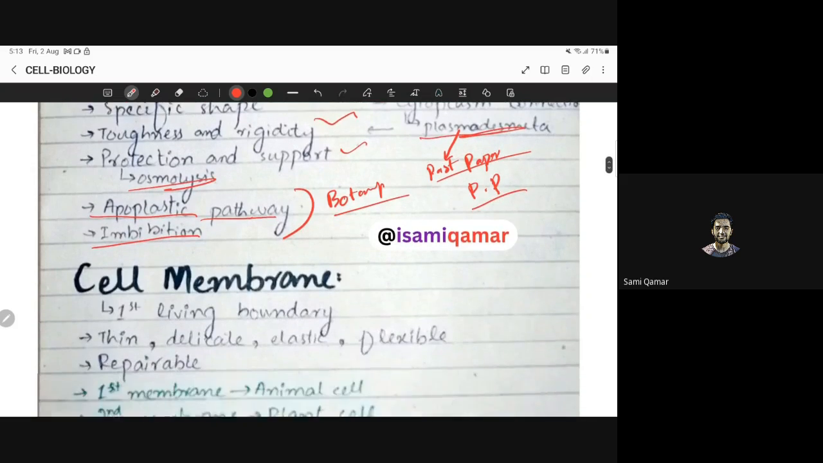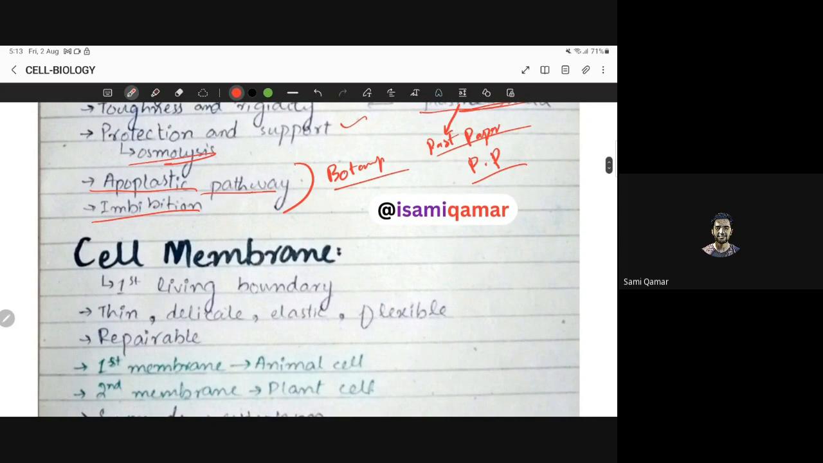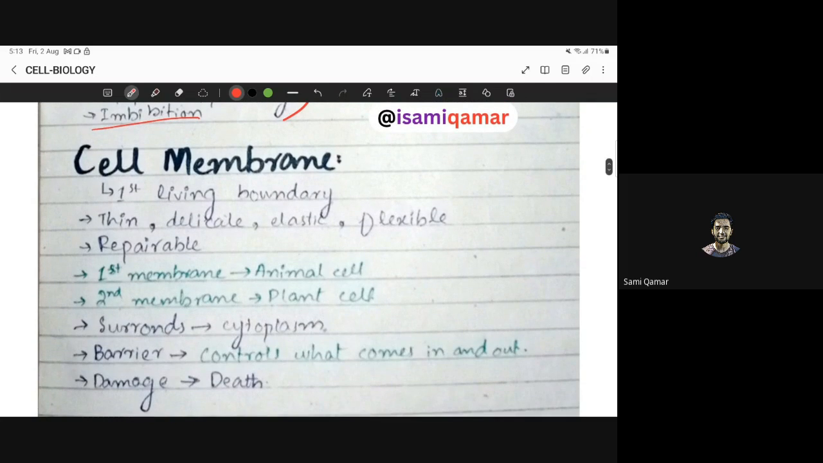Okay, now the important one, the cell membrane. It is very important. It has been asked every year, so understand this. The cell membrane is the first living boundary. The cell wall was non-living. The cell membrane is the first living boundary. It is thin, delicate, elastic, and flexible. It is repairable.